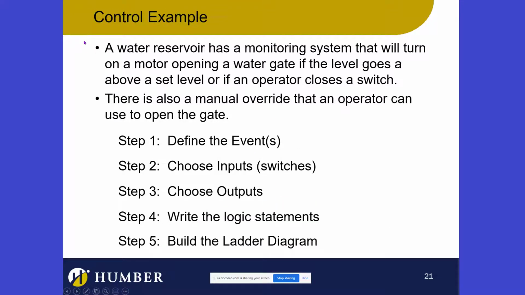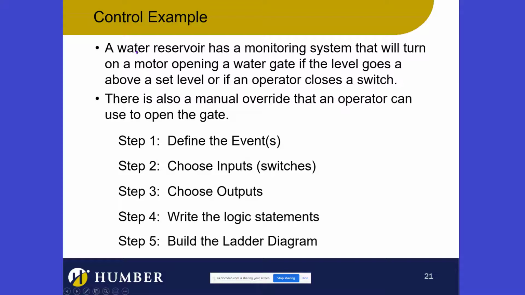Okay, here we go. So now, control example. A water reservoir has a monitoring system that will turn on a motor opening the water gate if the level goes above a set level, or if an operator closes a switch. Now, the first word that jumps out at me here is the word or. It's actually really important. This is probably the most important word in this sentence for a programmer. Yes, we are programmers right now. We're designing a circuit that actually has a logical decision-making ability to it. We need this or in here.